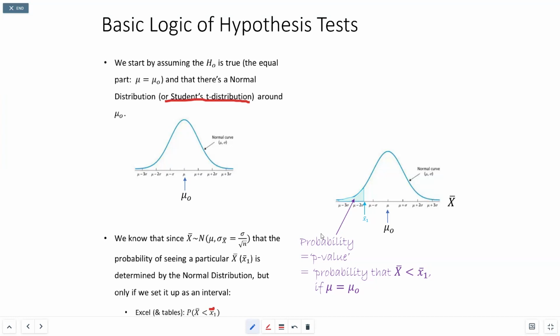So I've kind of shaded this in. So what's the probability, what we refer to as the p-value, that our sample mean is less than some x bar 1, if the truth is that the population mean is equal to that number, for us in the bagging example, 454.